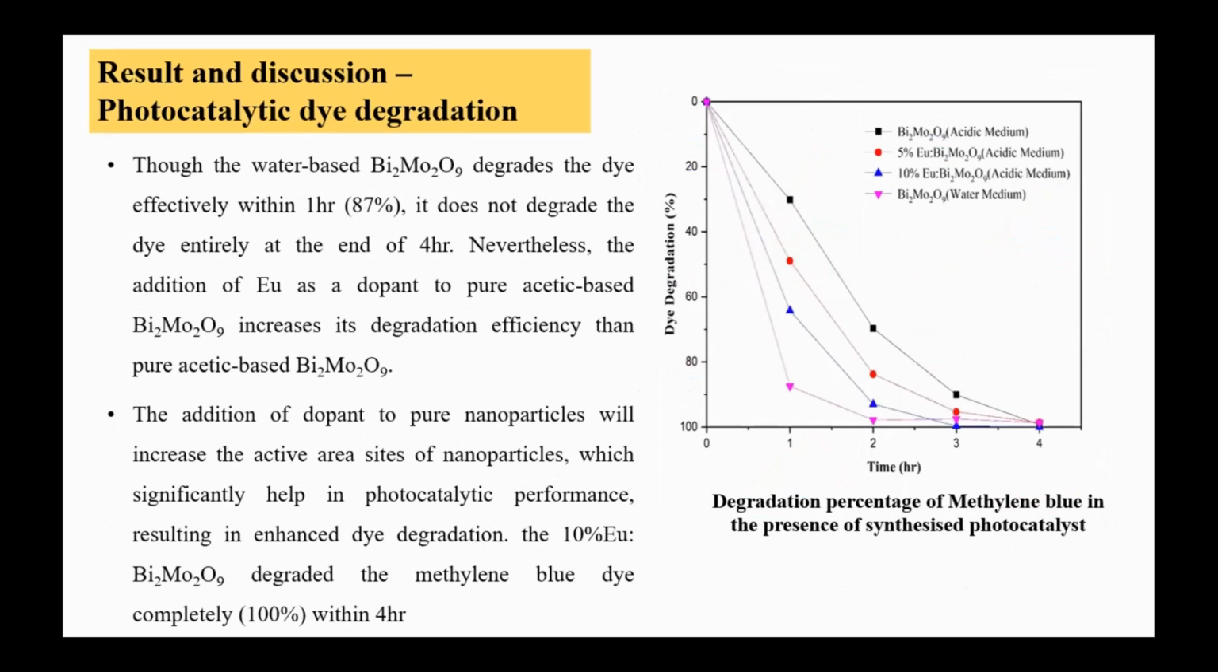The dye degradation efficiency graph is shown. Though the water-based bismuth molybdate degrades the dye effectively within 1 hour, it does not degrade the dye entirely at the end of 4 hours. The addition of europium as a dopant to pure acetic-based bismuth molybdate increases its degradation efficiency compared to pure acetic-based bismuth molybdate. The addition of dopant to pure nanoparticles will increase the active area of the nanoparticles, which significantly helps photocatalytic performance, resulting in enhanced dye degradation. Thus, the 10% europium doped bismuth molybdate degrades the methylene blue dye completely within 4 hours.